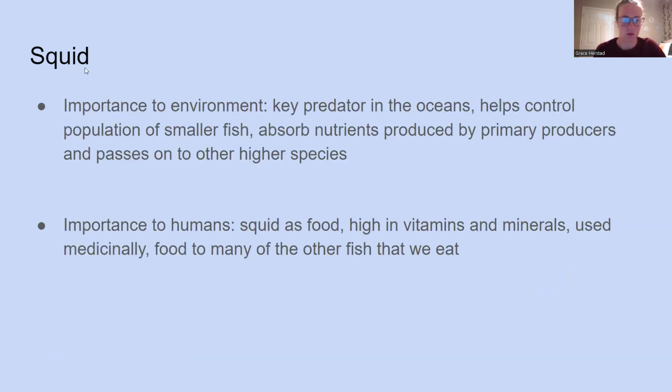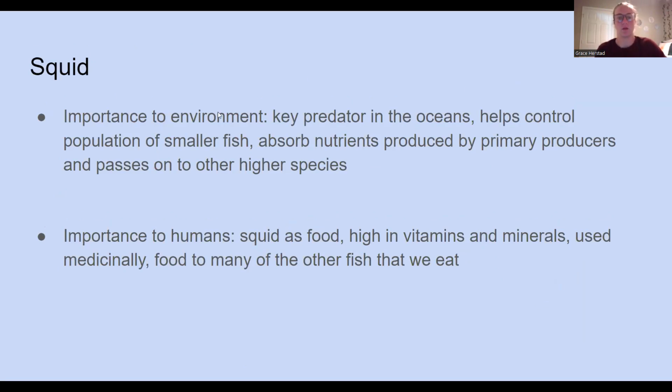And then squids are important to the environment because they're a key predator in the oceans. They help control the population of smaller fish. Then I also added that they help take nutrients from primary producers like plankton and phytoplankton, and then pass those along to the other higher species that will eventually eat the squids, like tuna and sharks and that sort of thing.